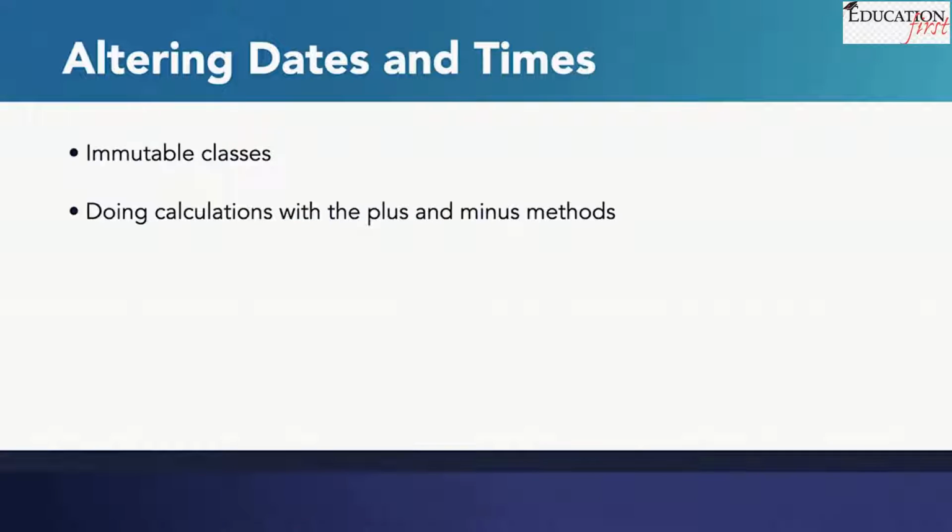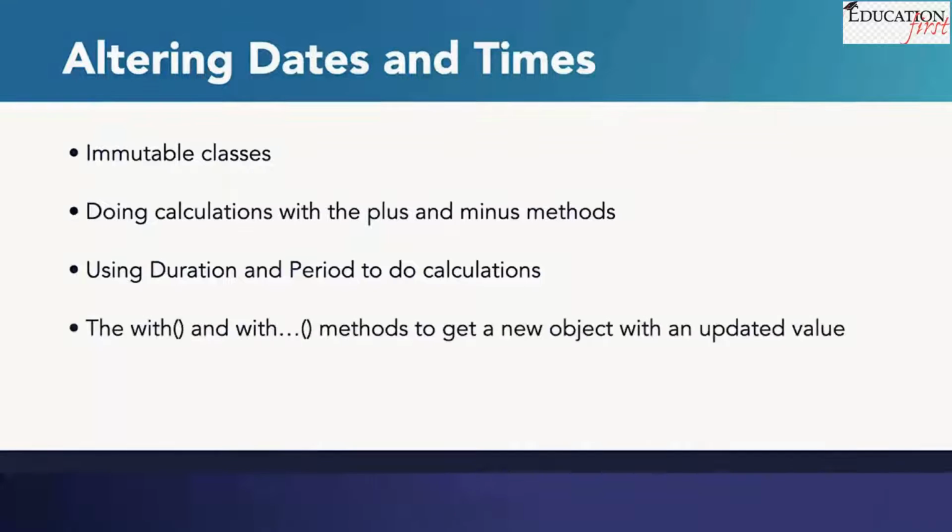There are beautiful methods out there for doing calculations with the dates and the times. They're captured by very many plus and minus methods. We use duration and periods to add or subtract to or from a date or time. And then we also have the with and with something something methods. These return a copy of the object with the specified attribute altered. Let's move over to IntelliJ and have a look.